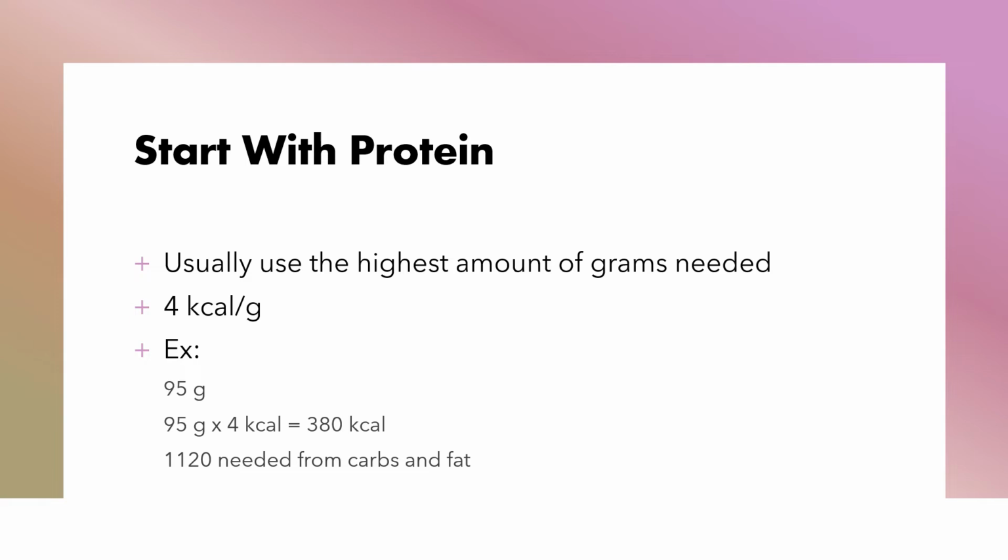Then start with protein. If your patient has a recommended protein range, use the highest amount of grams to calculate your TPN. 1 gram of protein is equal to 4 kcals. So if your patient needs 95 grams of protein, multiply that by 4 and you'll see that 95 grams of protein will give our patient 380 kcals. Since our patient needed 1,500 calories, we'll need to give that patient 1,120 calories from carbohydrates and lipids, because 1,500 minus 380 equals 1,120.